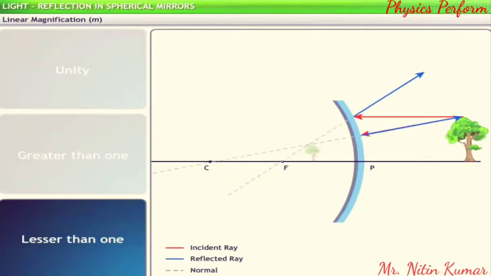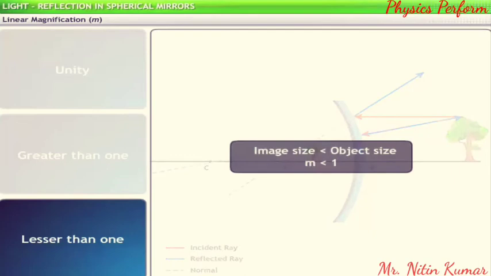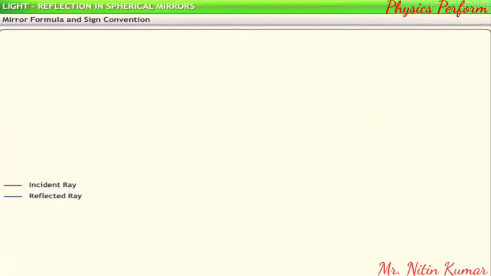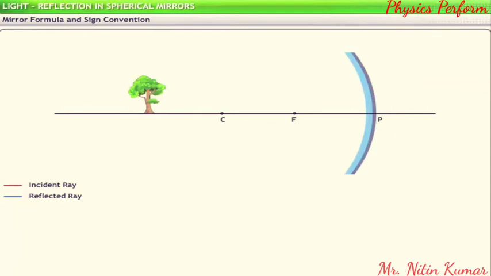In the case of a convex mirror, irrespective of the position of the object, the image formed is virtual, erect, and its size is smaller than that of the object. Hence, in a convex mirror, the image formed is always diminished, and its magnification is lesser than 1.